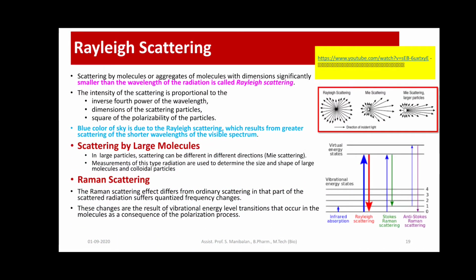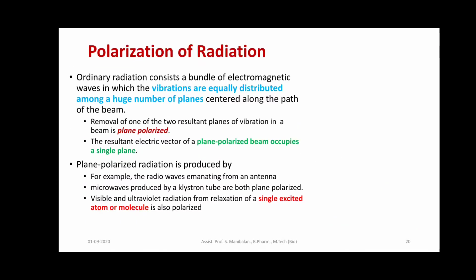The blue color of the sky is due to Rayleigh scattering, which results from the greater scattering of shorter wavelengths of the visible spectrum. That's why we call it Rayleigh scattering. The Raman effect was identified by Nobel laureate Sir C.V. Raman, and the principle is explained by Sir C.V. Raman actually. Okay, polarization of radiation, a very important point.